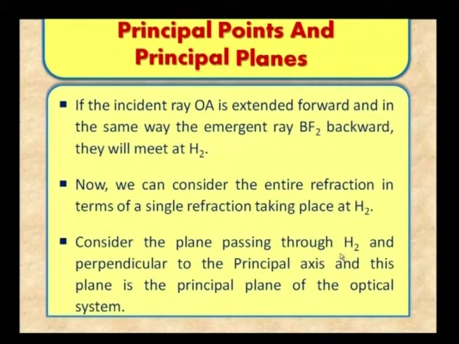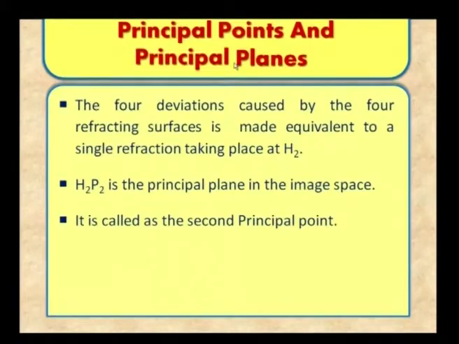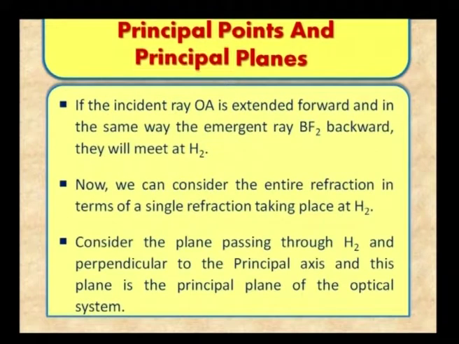Consider the plane passing through H2 and perpendicular to the principal axis, and this plane is the so called principal plane of the optical system. The entire optical system now has a principal plane. The four deviations caused by the four refracting surfaces are made equivalent to a single refraction taking place at H2. I will go back to the picture again, and you have the four refractions. What are the four refractions?